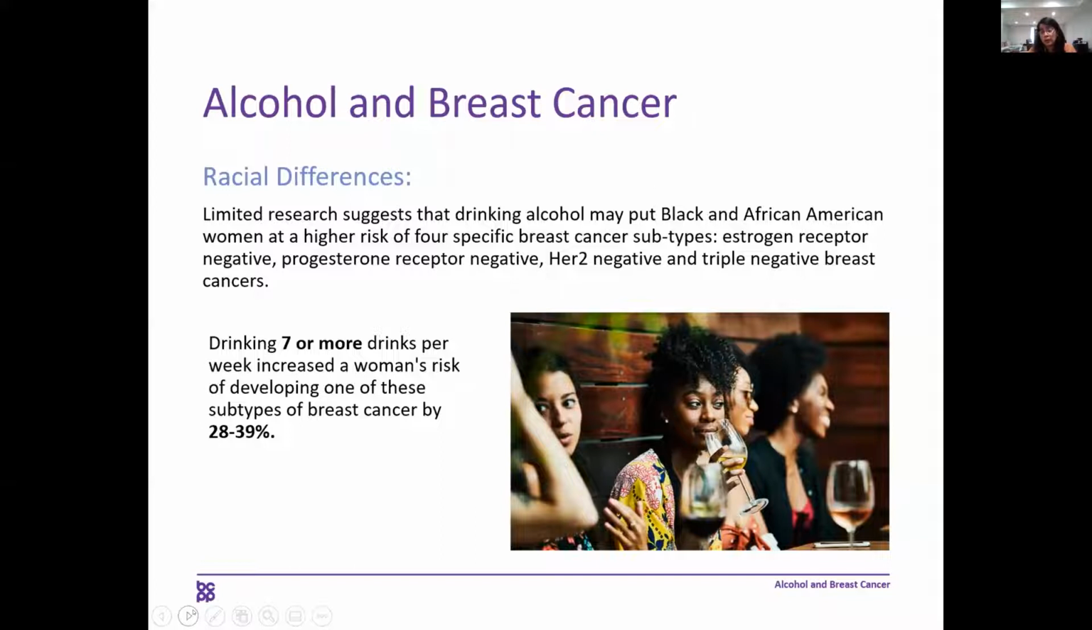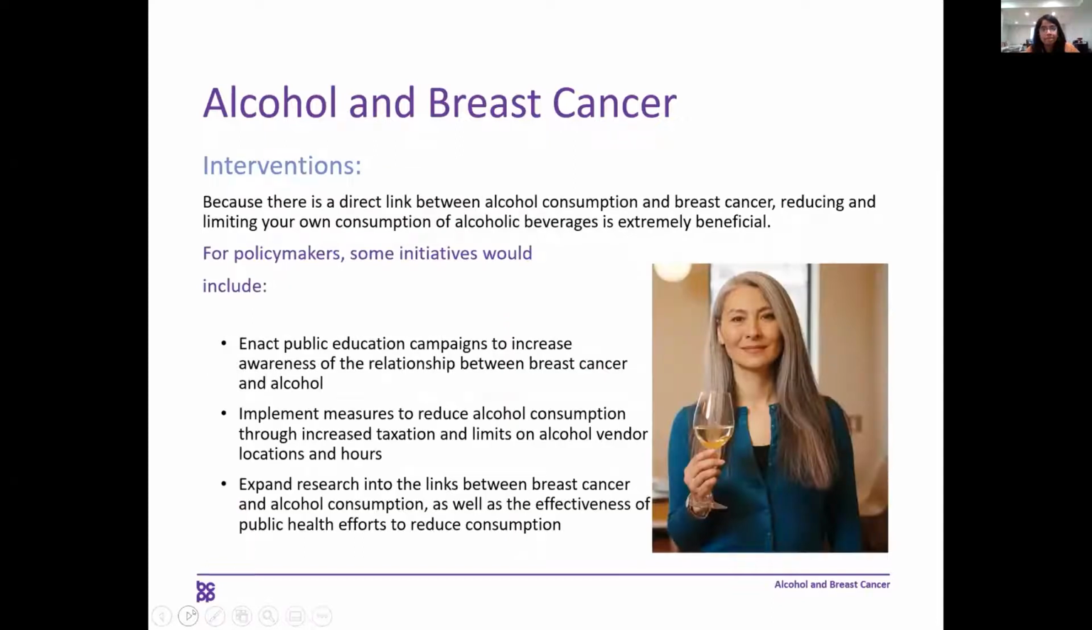And maybe one of the factors contributing to their higher mortality from breast cancer is the fact that African American women and young women are more likely to be diagnosed with triple negative breast cancer. Drinking 7 more drinks per week, 1 drink a day, increased women's risk of developing one of these hormone receptor negative subtypes of breast cancer by around 30%, or 30 to 40%, depending on the study you looked at.